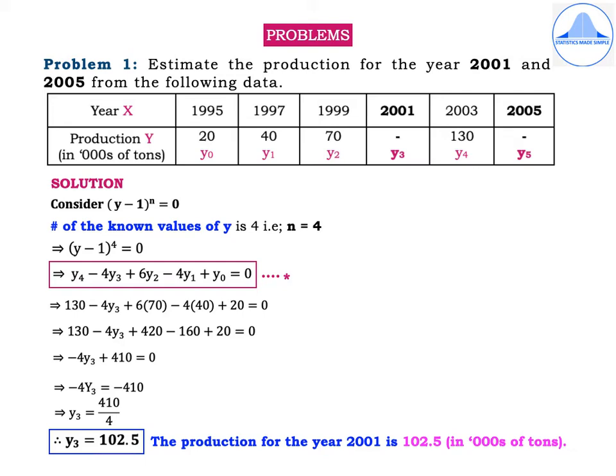or y3 is equal to 410 divided by 4. The negative signs get cancelled on both the sides. Therefore, y3 is equal to 102.5, or in other words, the production for the year 2001 is 102.5 in thousands of tons.